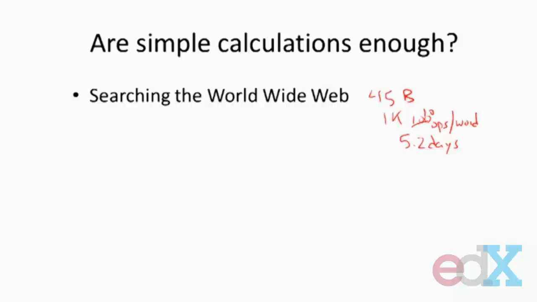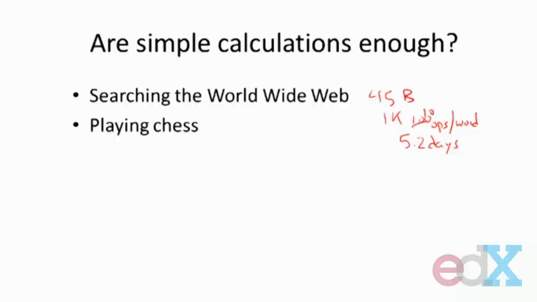Let me give you a second example. Playing chess, something that's seen as a very difficult task. It's impressive that about 10 or 15 years ago, a computer program actually beat the world champion in a chess match. And one of the questions is, well, okay, is it just because the computers are really fast? Well, we can look at this two ways.